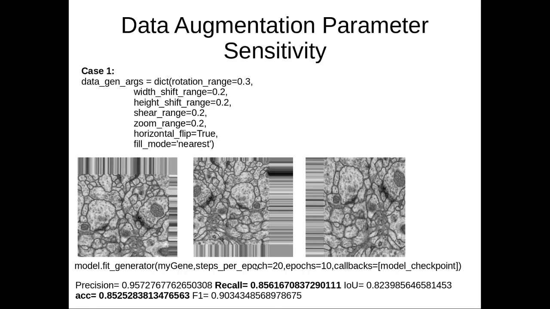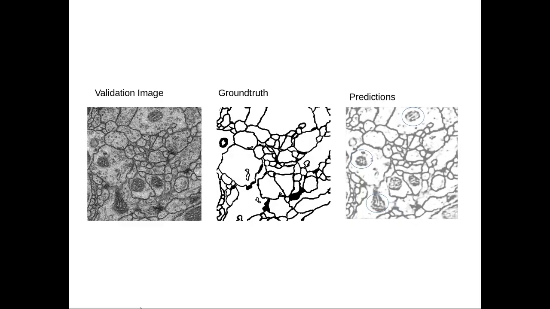In this case, I'm using again the cross entropy loss function and accuracy as the metric. Again, steps per epoch is 20 because I have 20 training images, and I'm running it for 10 epochs. In this case, I end up getting a recall of 85% and accuracy also of 85%. So that was the quantitative result. Let's look at the qualitative outcome.